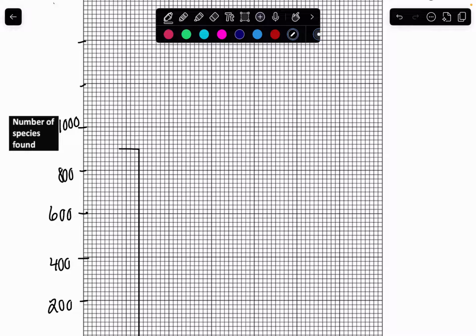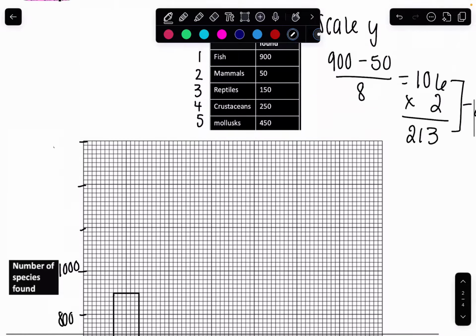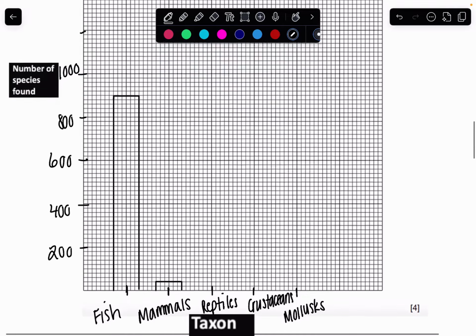And we're going to make our bar at a minimum 4 wide. Notice I'm going to 6 wide, so 3 on each side of my darkened line. You're going to do the same thing for mammals, only we're going to go up to 50 instead. So I'm going to keep it the same. This bar is going to be much lower. And again, 3 boxes on either side of my darkened line.